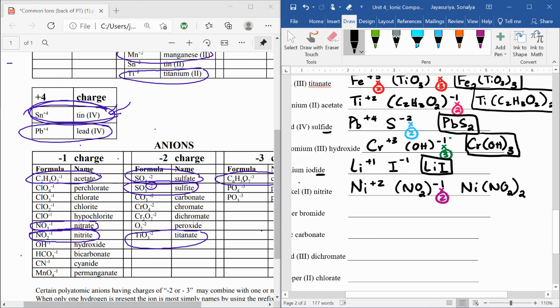Don't get confused by the two similar subscripts right next to each other. NO2 is the nitrite unit. You need two of those units inside the parentheses to balance out.